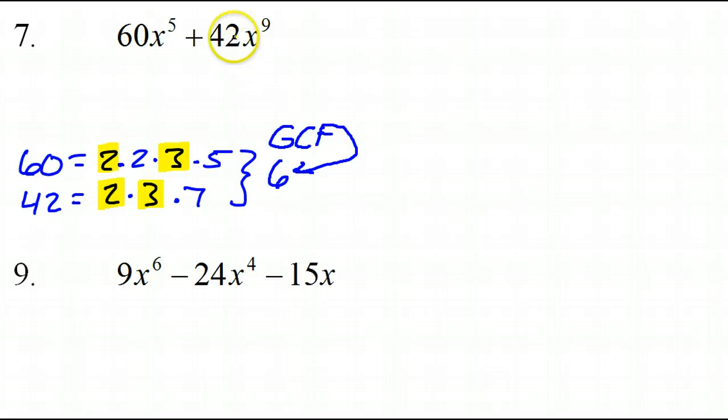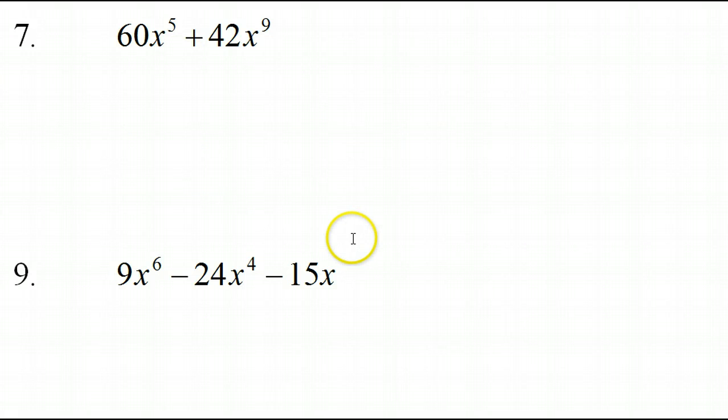Now, could you have done that in your head using your multiplication facts? Well, yes. I mean, you can look at the 60 and you know that's 6 times 10, and you look at the 42 and you know that's 6 times 7, but maybe you wouldn't be sure that there wasn't something bigger. So I just wanted to show you this technique. It comes in handy sometimes. Okay, so anyway, we know now that 6 is the GCF between these numbers. So let's go ahead and pull that out and divide.